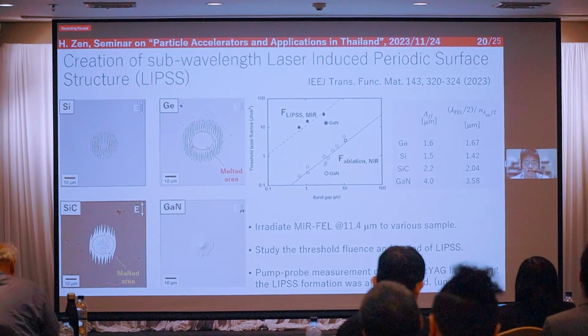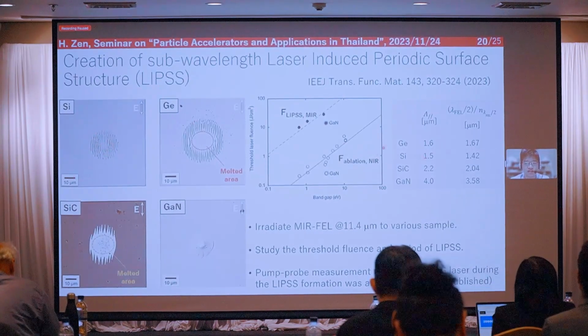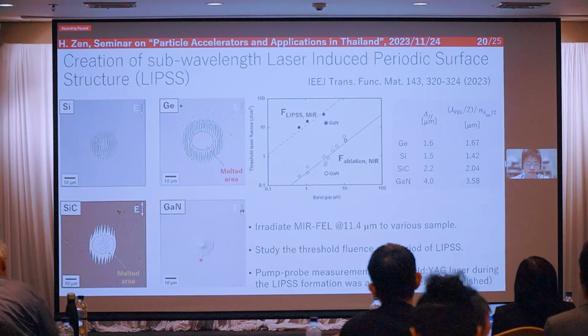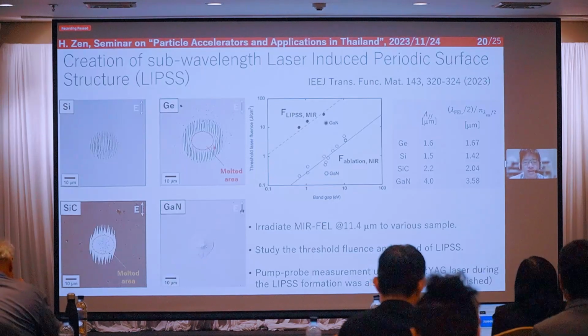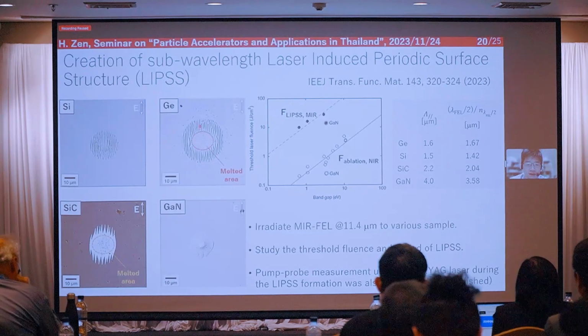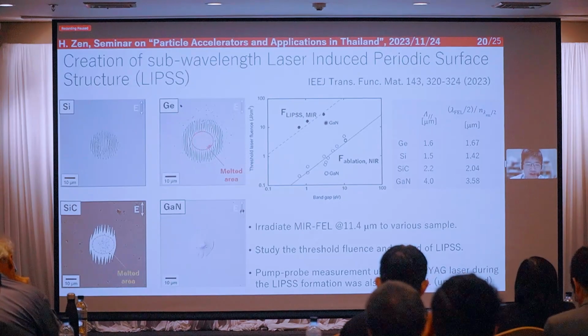So in the case of silicon, 1.5 micrometer pitch, germanium 1.6 micrometer pitch, silicon carbide 2.2 micrometer pitch, and gallium nitride 4 micrometer pitch. And sometimes we see this hollow shape due to the melting of the central part, when the FEL intensity is too high. The LIPSS are created, but afterward they are melted and then nothing remains.